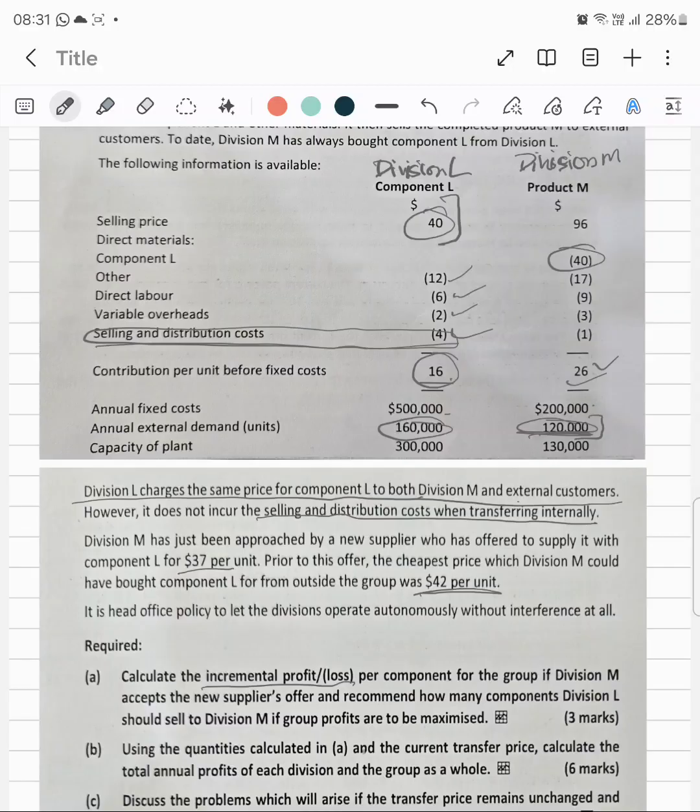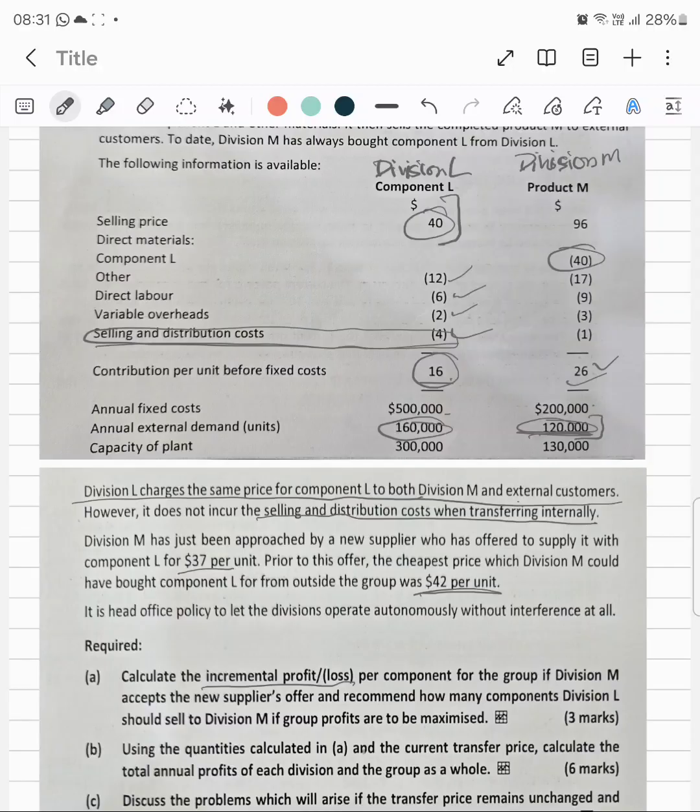The component L, which division M is purchasing internally, can now be bought from the external vendor at a cheaper rate, which is $37. So obviously now division L will have to work on its transfer pricing policy, because the $40 is expensive as compared to the $37 being charged by an external supplier. How much is the difference? That is 37 minus 40, it can be 3. But this is not the method how we calculate. Let's read it further.